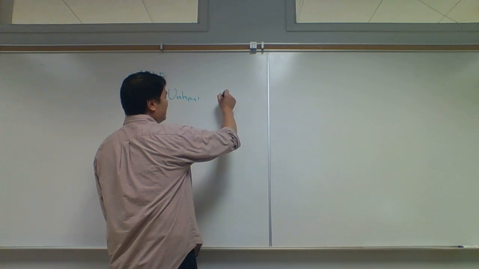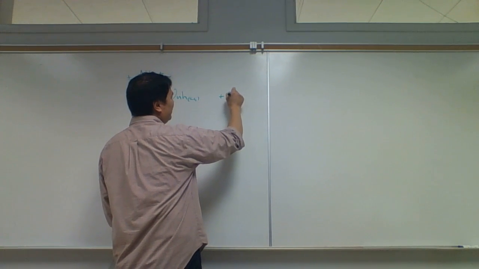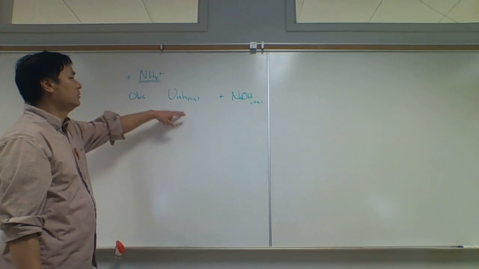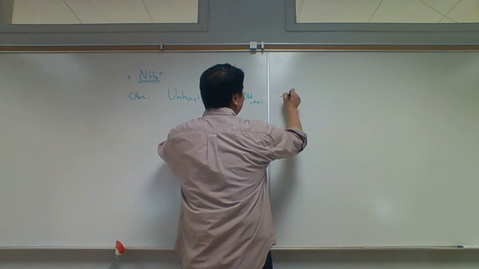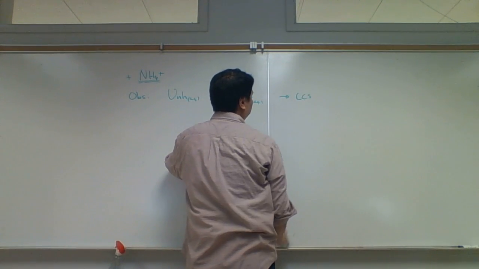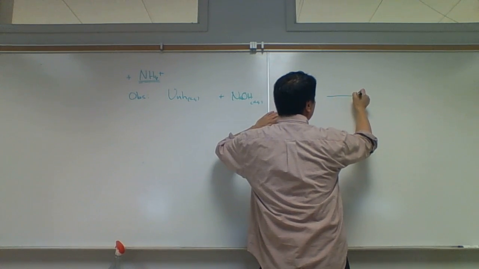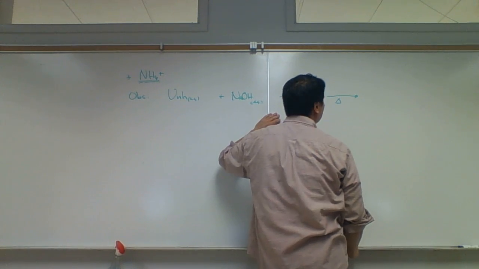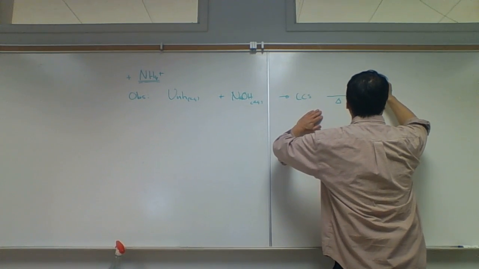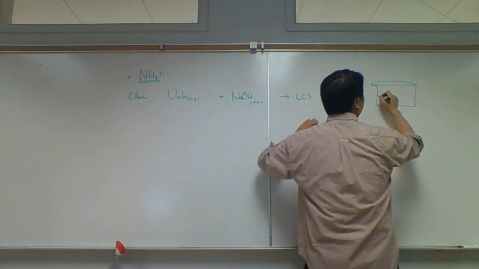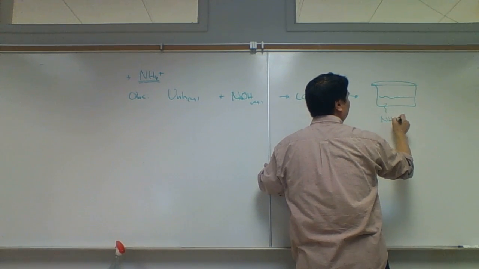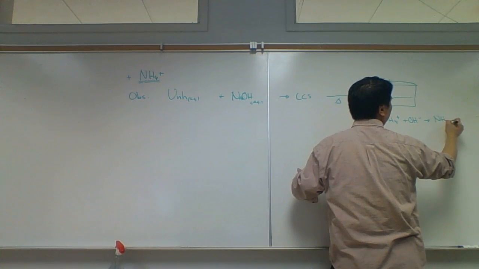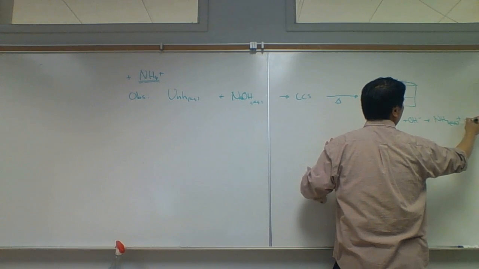To the unknown aqueous, we add some sodium hydroxide solution. This is just for the hydroxide. This is an acid-base reaction. What we're going to get is a CCS, and then we're going to heat it under wet litmus paper. In here, we're going to have our ammonium plus hydroxide, which is going to give us ammonia aqueous plus H2O liquid.